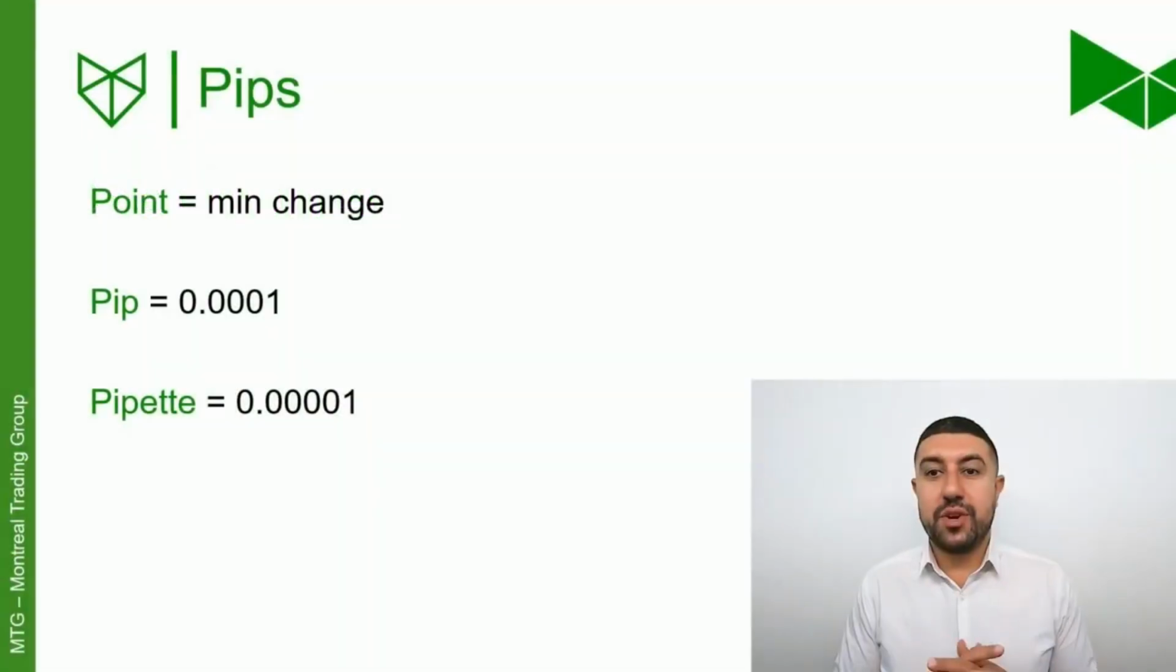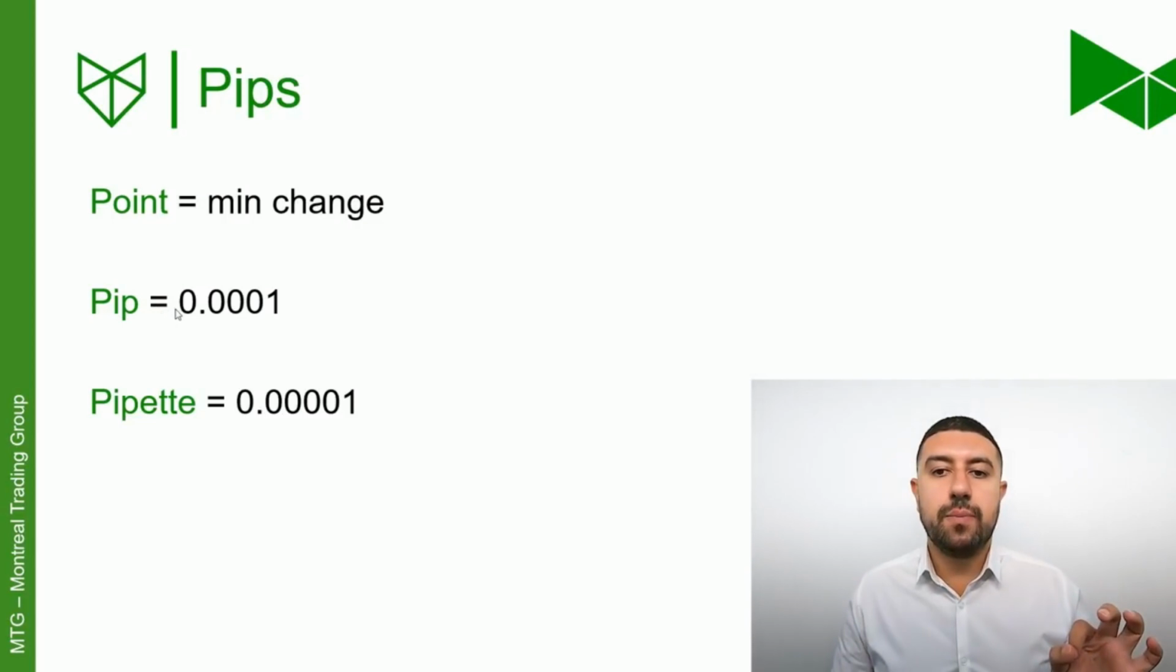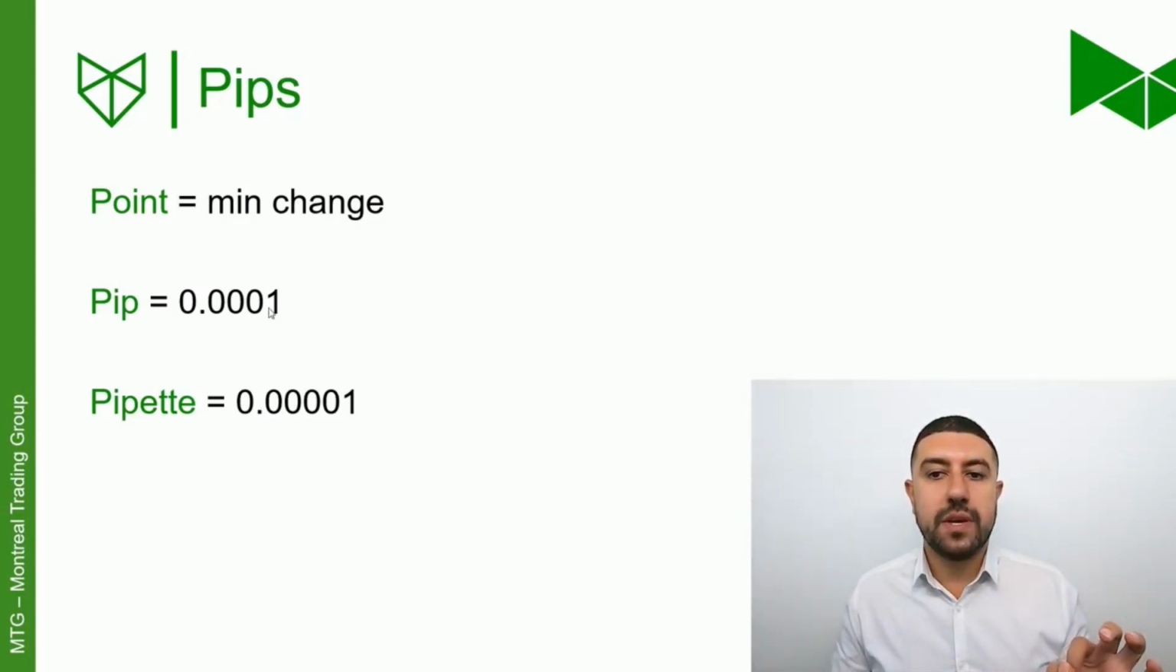The next words you want to get familiar with is pips. So you have point, pip, and pipette. So we'll start with pip. A pip is a change in a currency by 0.0001. Okay? So it's the fourth decimal place here.